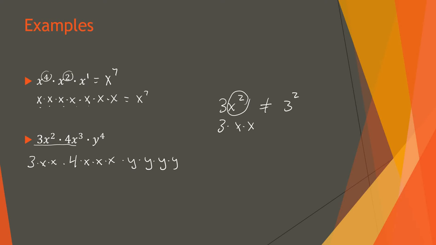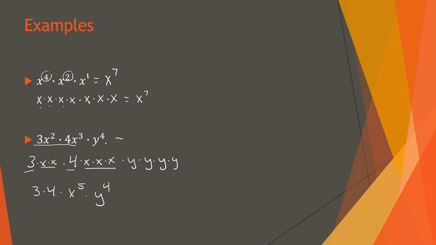Again, I don't want to have to do it this way anymore. I want to be able to use my power rules. But if I were to do it this way, I would have 3 times 4 times 5 x's times 4 y's. Now let's go back to the original. The 3 and the 4 are coefficients. I can bring those out front, times x squared times x cubed times y to the 4th.